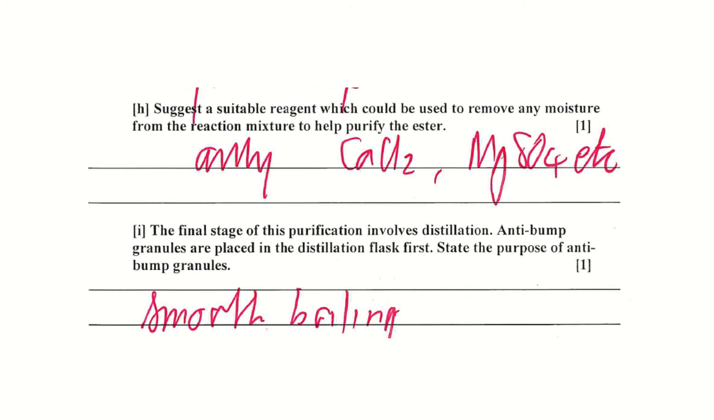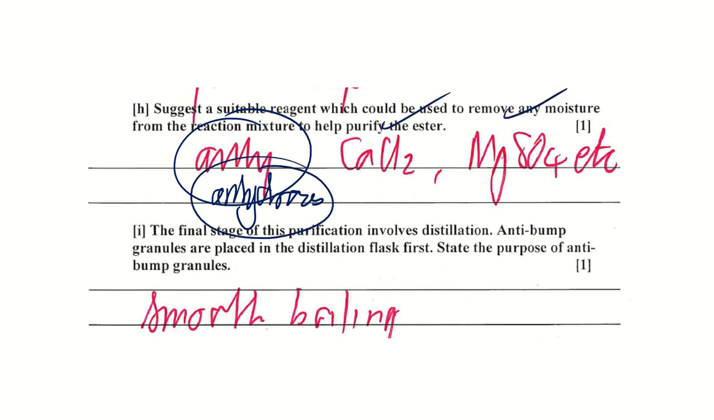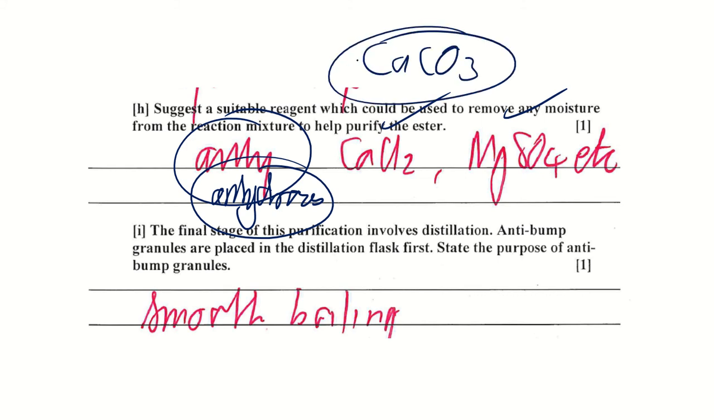Okay, question H then, we had to suggest something that we would use to remove moisture. So first of all, you had to say that it had to be anhydrous. That's anhydrous, believe it or not. Some of us missed out that word anhydrous. Calcium sulfate, calcium chloride, magnesium sulfate would have been another one. Some of you wrote calcium carbonate. That's a definite no-no. That reacts with any acid that would be in there to produce carbon dioxide, etc.